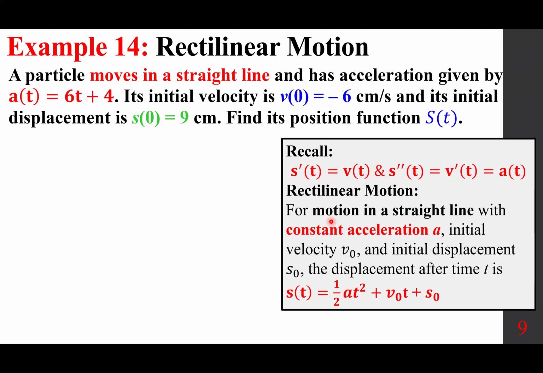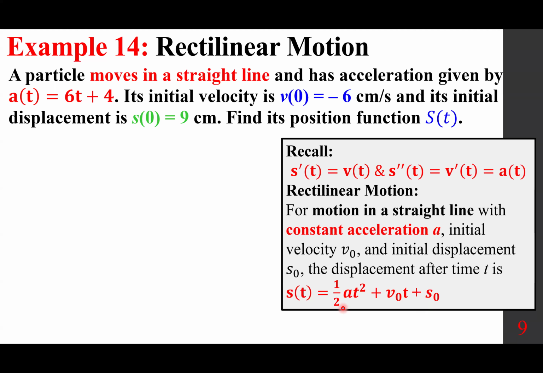Rectilinear motion, for motion in a straight line with a constant acceleration, acceleration is just a number, initial velocity v sub 0 and initial displacement s sub 0, the displacement after time t is s of t equals half of at squared plus v0t plus s sub 0. A is the acceleration. If it's due to gravitational force, it becomes half of gt squared, and so on. So just to remind you what we have.